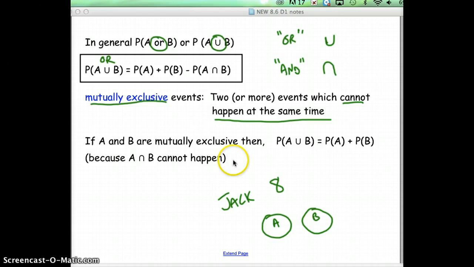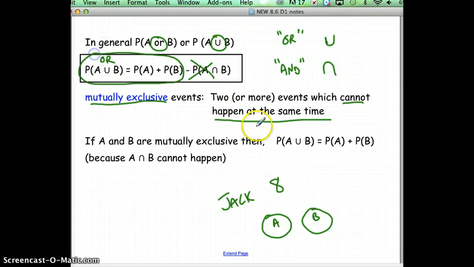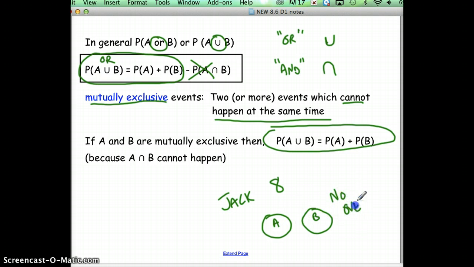So, what I was trying to say was when you have mutually exclusive events, they cannot happen at the same time, which means there's no overlap. So, basically, you take this formula, but there's no overlap. So, the formula is just adding the two probabilities together. That's only when there's no overlap. And no overlap is mutually exclusive. Okay. All right, moving on.